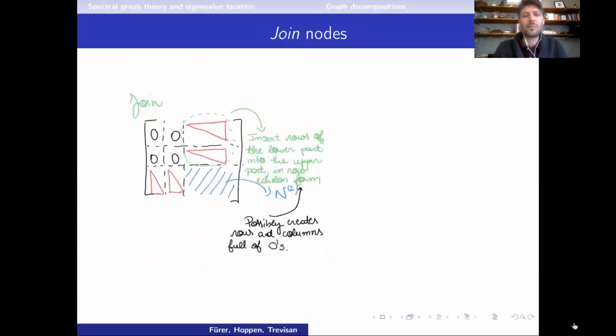So operation join only means that we have 2 type 1 parts. Both are in row echelon form, and we have to merge them. They are disjoint, so that's part of the tree decomposition. And because of that, we only need to merge those 2 things. And here we'll possibly create rows and columns full of zeros.